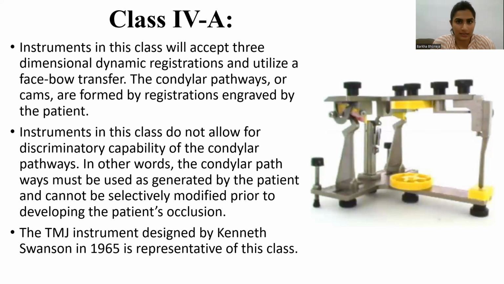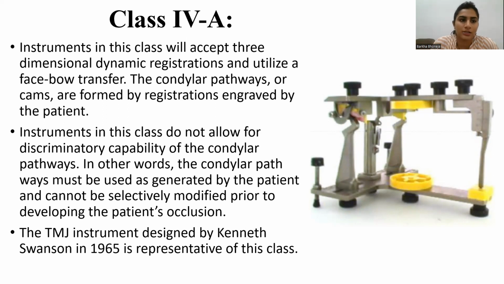Instruments in this class will accept three-dimensional dynamic registrations and utilize a face bow transfer. So there is a face bow transfer, there is centric, protrusive, and all the 5 records that I have previously mentioned. That is the centric, horizontal, vertical, intercondylar distance, and face bow. So all of these are accepted by the class 4 type of articulator.